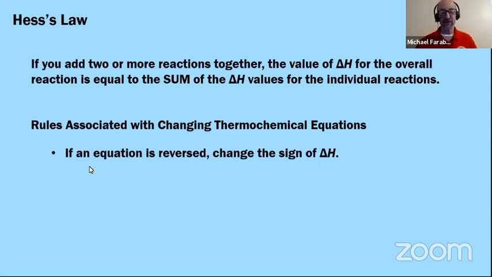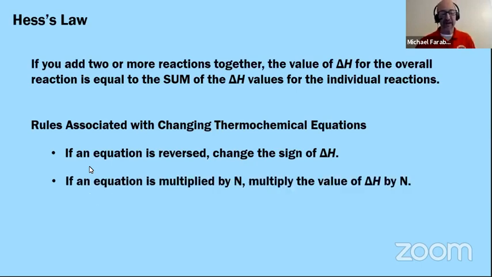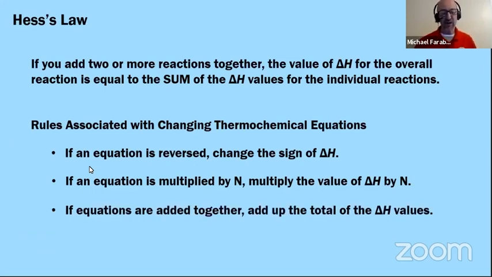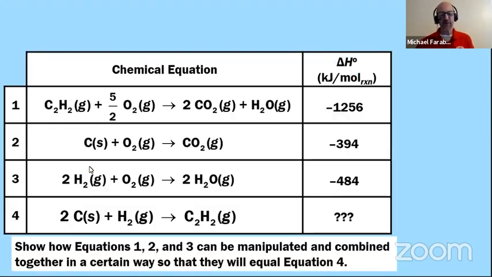If you decide to reverse the direction of a reaction, you have to change the sign of delta H, because now it changes from being endothermic to exothermic, or vice versa. If for some reason you have to multiply each and every coefficient by a particular constant n, then you would also have to multiply the value of delta H by that same value n. And as I mentioned, when you add 2 equations together, you would add the total of the delta H values. So here you're going to see a Hess's law problem. This is not from a particular AP chemistry exam, but it's simply a good example of the different manipulations that you have to do.